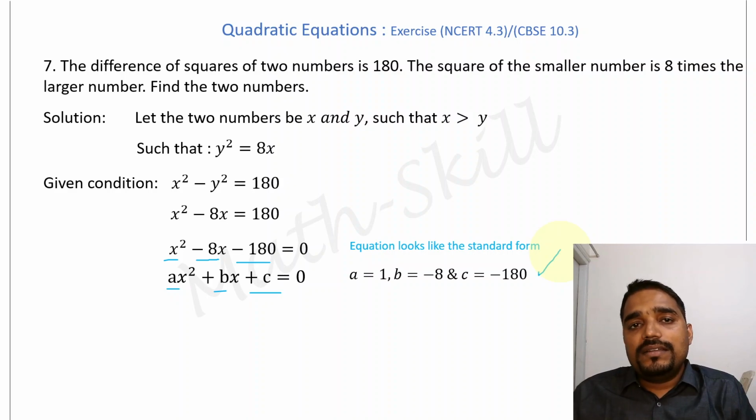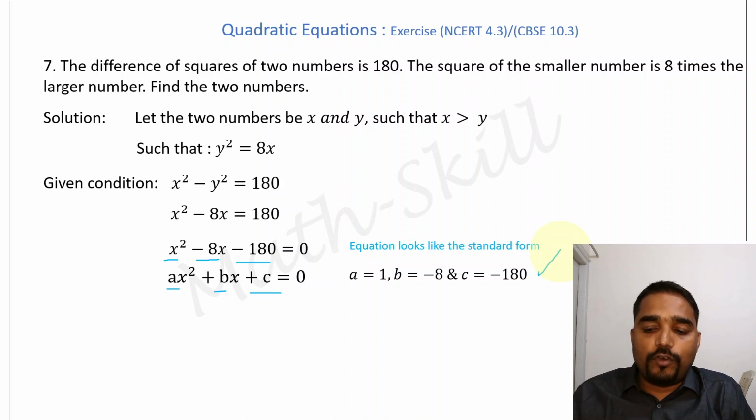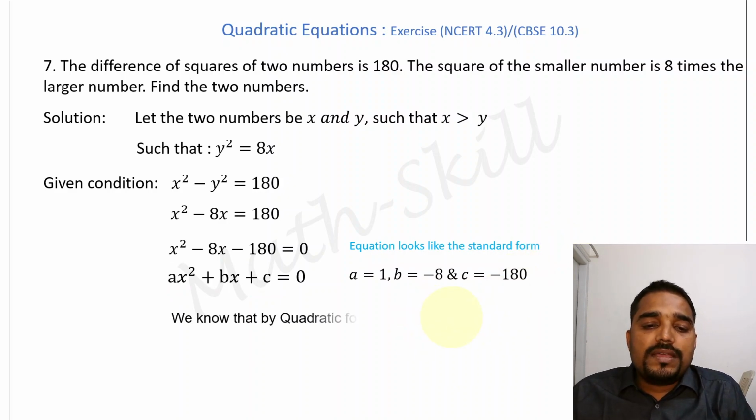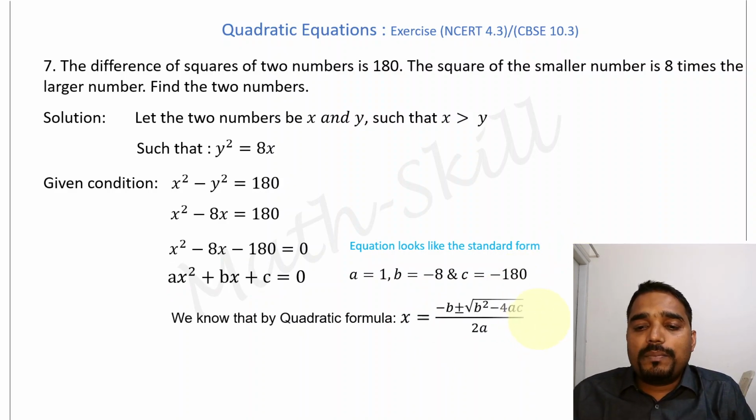In order to find the value of x, let us use the quadratic formula. We know that the quadratic formula is x equal to minus b plus or minus square root of b square minus 4ac, whole divided by 2a. So here, to find the value of x, let us substitute a equal to 1, b equal to minus 8 and c equal to minus 180 in the equation.